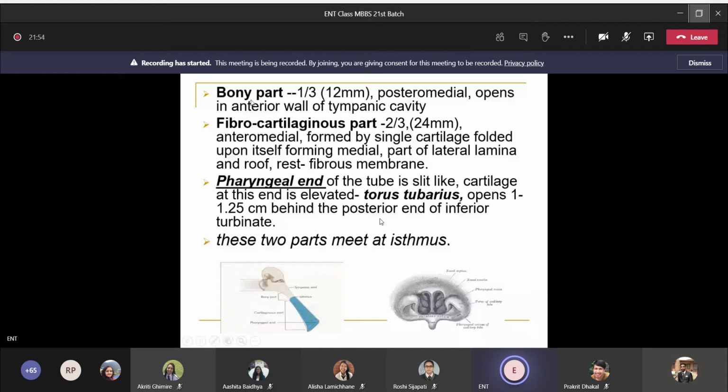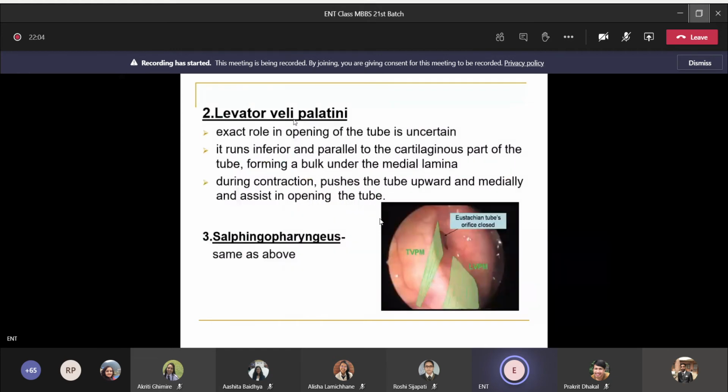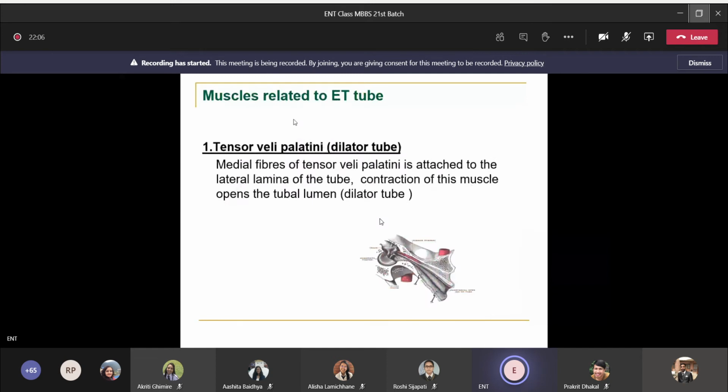Now, muscles related to the eustachian tube. There are 2 muscles mainly: tensor veli palatini and levator veli palatini, and another one is salpingopharyngeus. Now the medial fibers of tensor veli palatini are attached to the lateral lamina of the tube. Contraction of this muscle opens the tubal lumen, so it is a dilator.